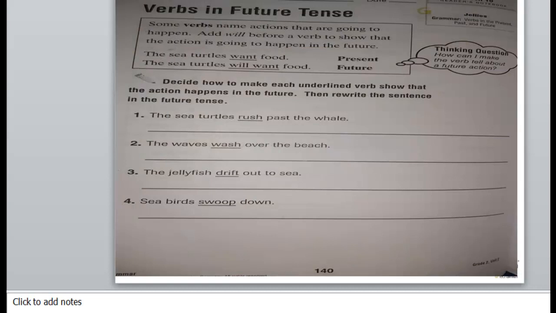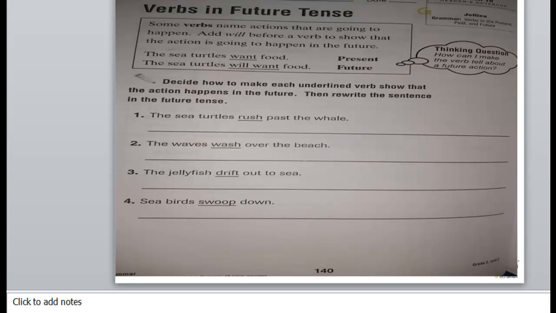Okay, now let's get to page 140. We're gonna here prove the future tense. Okay, so the question says, decide how to make each underlined verb show that the action happens in the future. Then rewrite the sentence in the future tense. Okay, so what we're gonna do? We're gonna underline the action verb. Okay, then we're gonna rewrite it in the future tense.